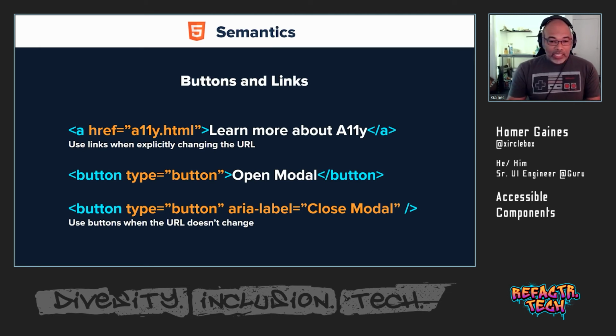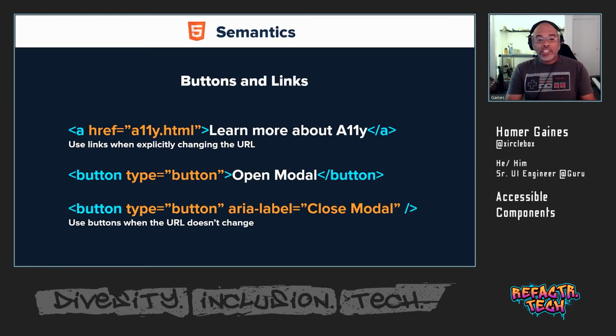Devs confuse this a lot. The div is kind of like the holy grail. It's the Swiss Army knife of development. It can be anything. But when we use divs incorrectly, especially for interaction, what we're actually doing is limiting our accessibility from there. So, one rule I'd like for you to remember is that if you are doing anything that actually changes the URL, that should be a link.